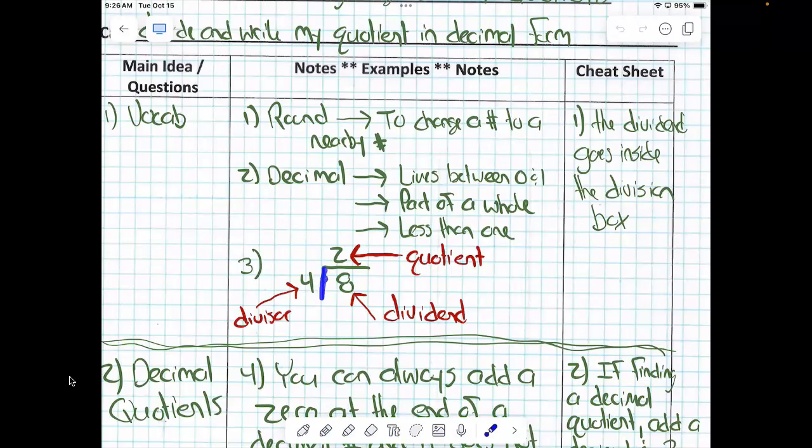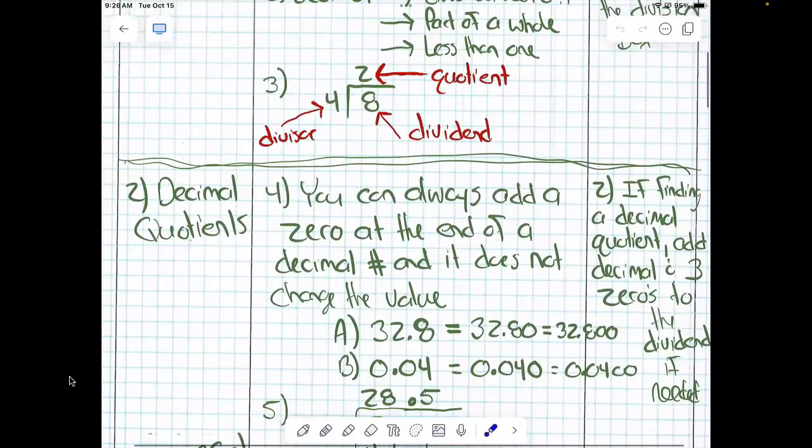So this is a division problem here, right? It's 8 divided by 4, yeah? What is the answer called? No, what is the answer called? Quotient. And what is the number that is inside the division house called? And then what breaks the dividend into parts? All right, decimal quotients, here we go.